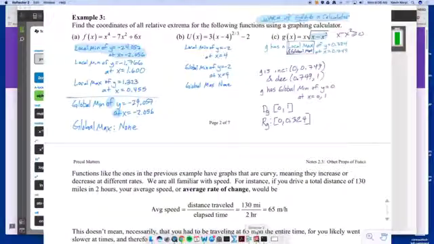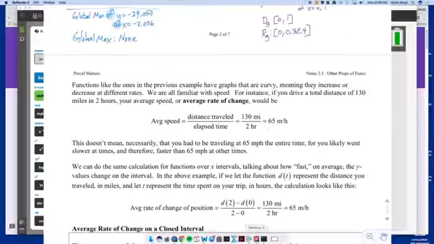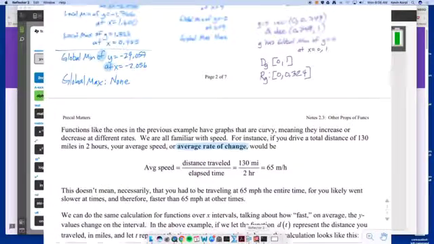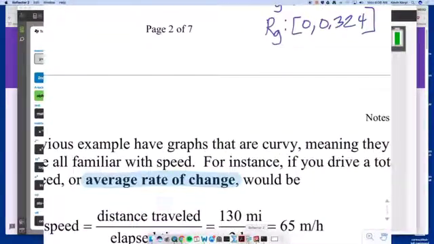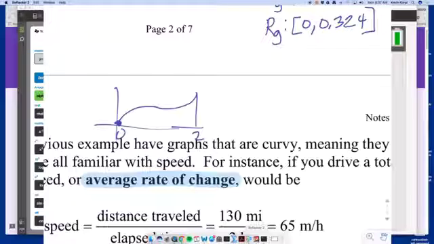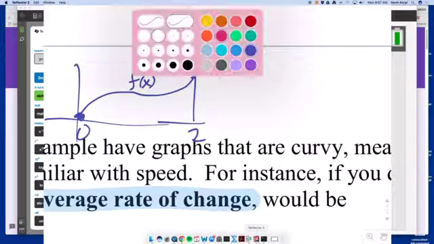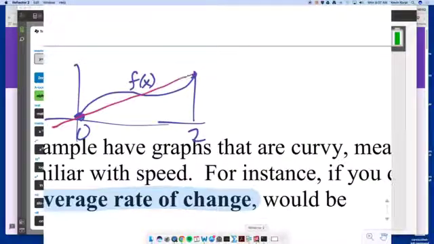Okay, let's look at an application. We're going to look at average rate of change. If you have something that is curved, let's say it looks like this. It starts at 0, and then it goes up at a variable rate from 0 to, let's say, 2. Okay, and if this function is f of x, the average rate of change ends up being the slope of this line right here. If I could find the slope of that line, this is called a secant line.